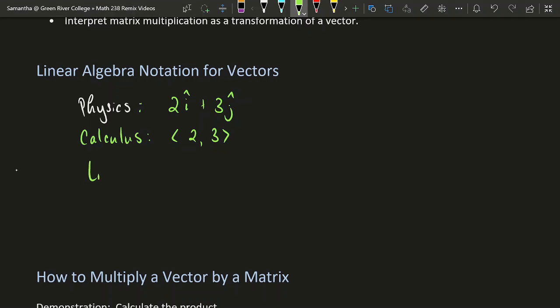But in linear algebra, this same vector is written vertically. The vector is surrounded by either large parentheses or large brackets, and the two entries of the vector, instead of being written side by side, are written vertically stacked, the x-coordinate on the top and the y-coordinate on the bottom.